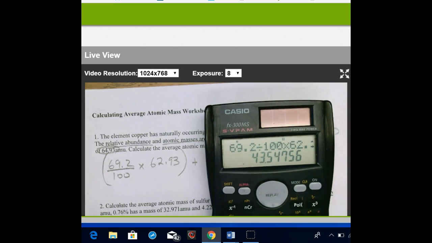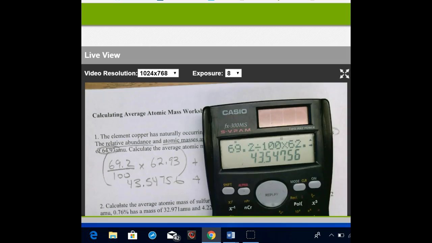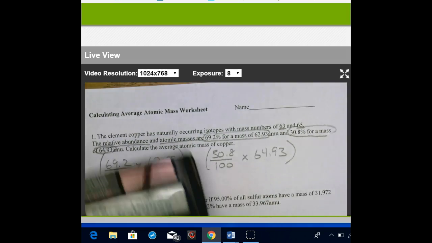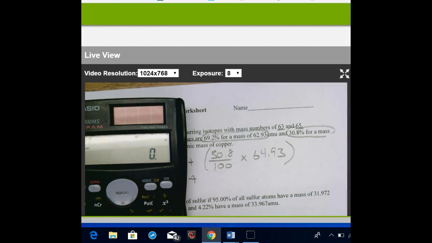It's going to give me this big number. It's going to be 43.54756, and I'm going to add that to the next one. Do the math, put it over here, and then I'm going to do 30.8 divided by 100. It's going to give me that.